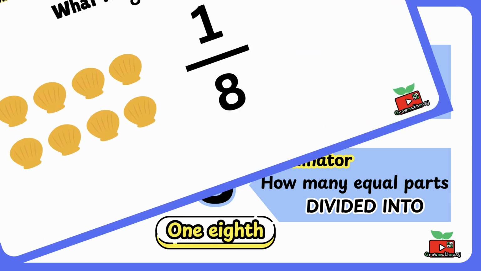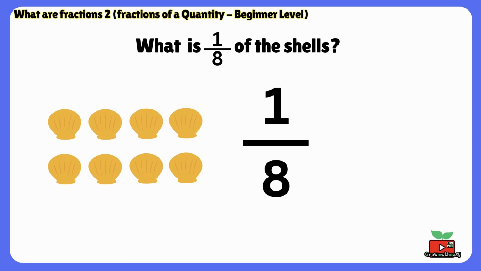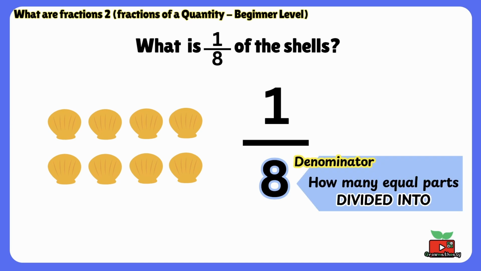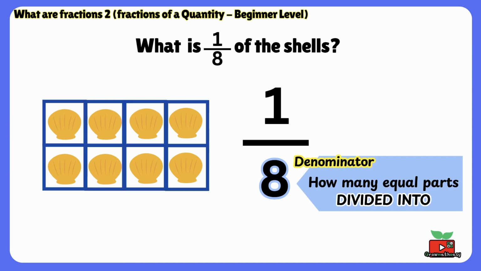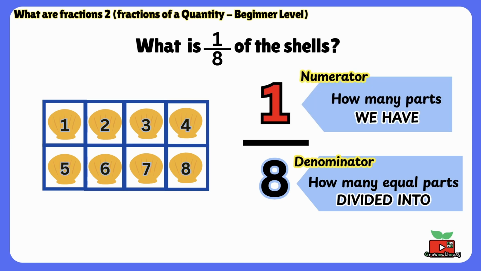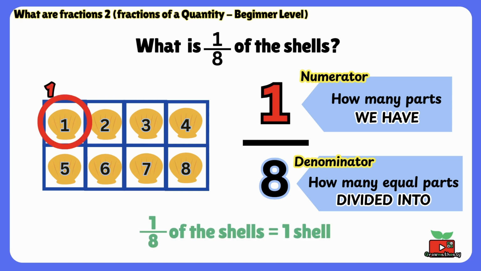Let's try fractions of a quantity. What is 1/8 of the shells? The bottom number, 8, is called the denominator. It means we divide the total into 8 equal parts, and each part has 1 shell. The top number, 1, is called the numerator. It tells us we only take 1 part. So 1/8 of the shells is 1 shell.